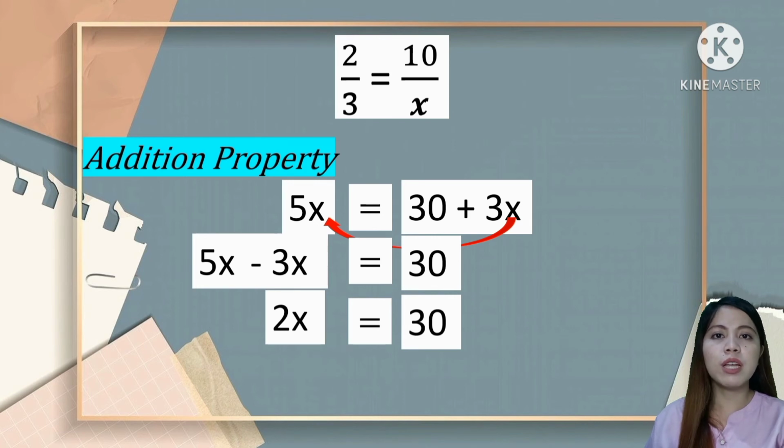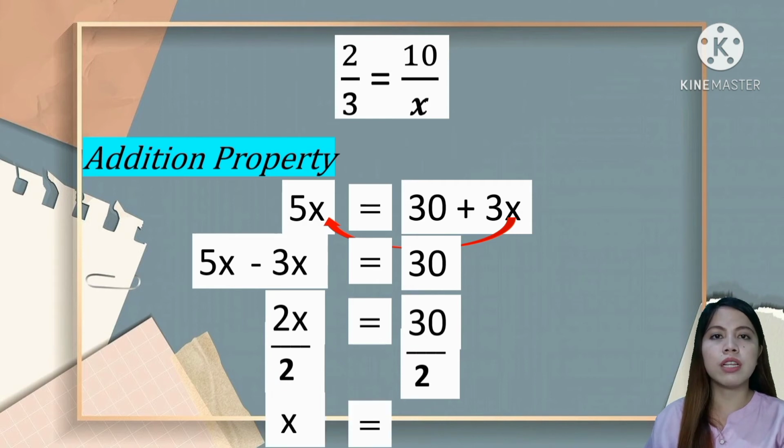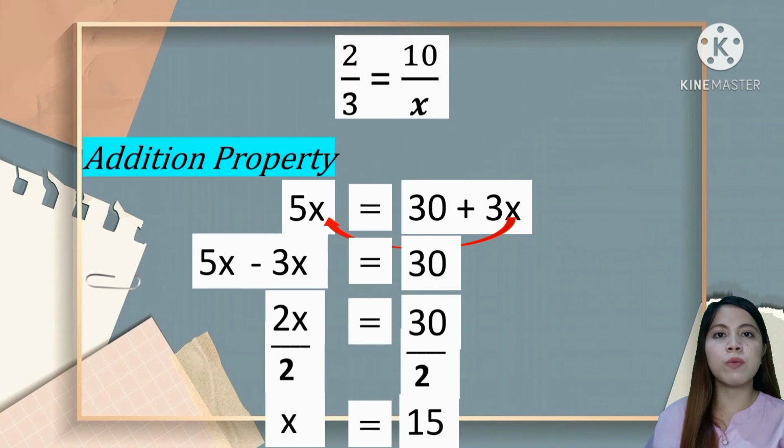Again, divide both sides by 2. 2X divided by 2 is X and 30 divided by 2 is 15. Again, we have X as 15. We then proved that we can use addition property in solving for the unknown in a proportion. Do you have any question regarding inverse property and addition property?